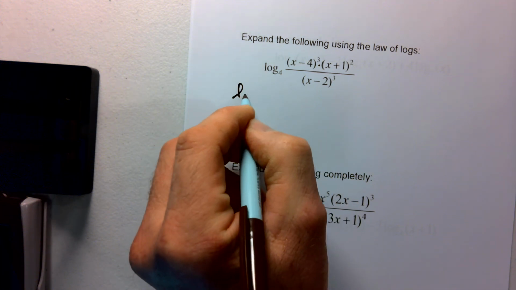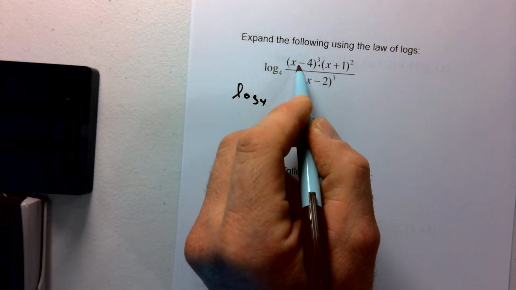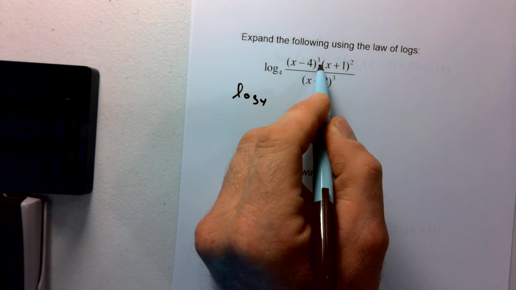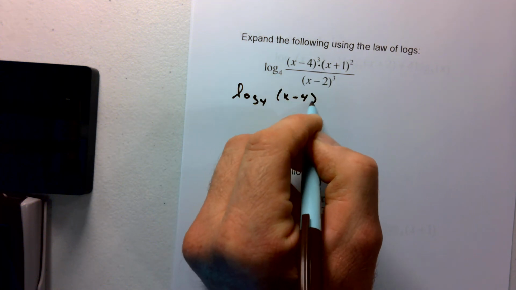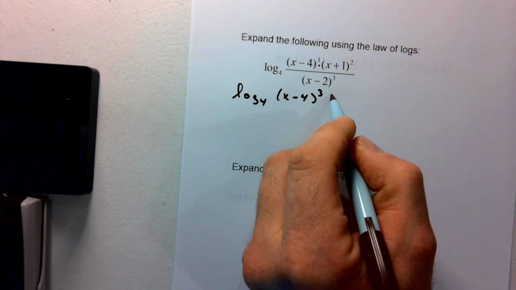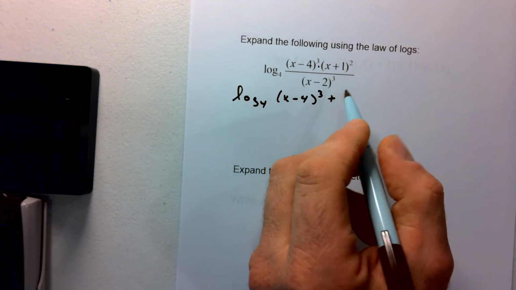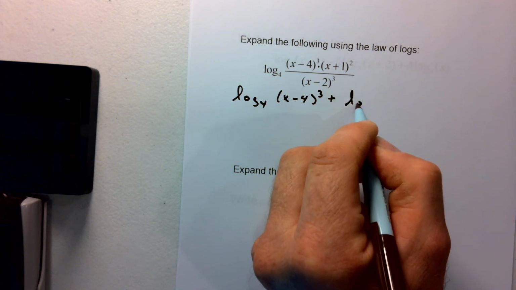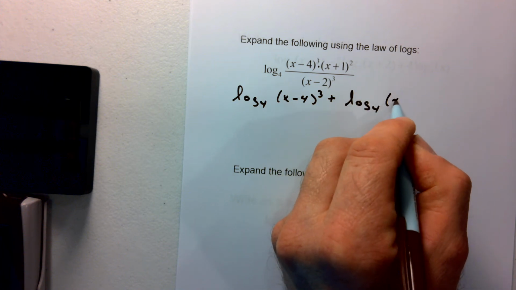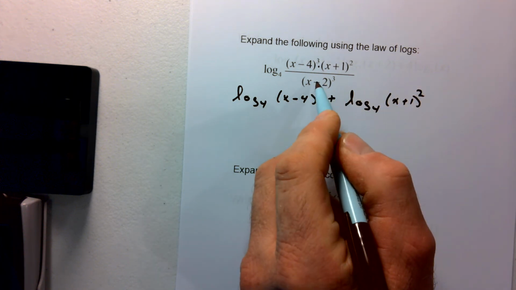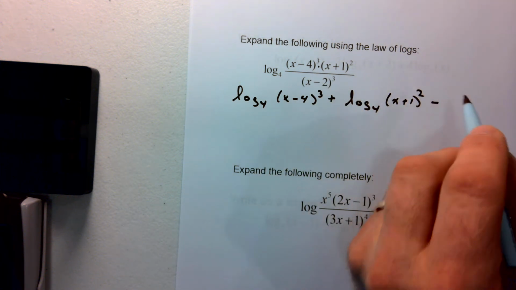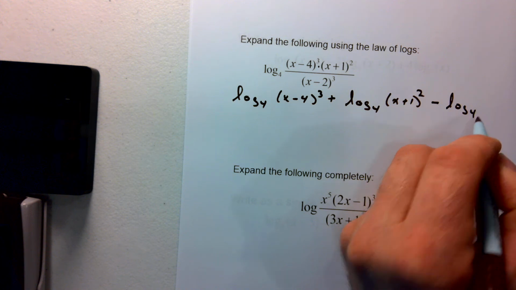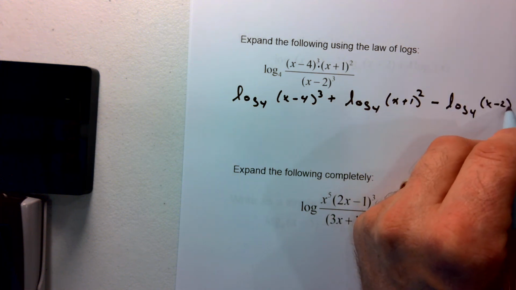So I can break this up into log base 4. Here I have x minus 4 to the third times x plus 1 squared. So I have log base 4 of x minus 4 to the third. If I multiply, I can break that through addition. That's our first rule that we talked about. So log base 4 of x plus 1 squared. And I'm dividing by x minus 2 to the third. So if I divide, I can break that up through subtraction. So I have log base 4 of x minus 2 to the third.